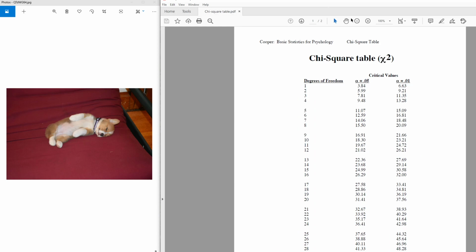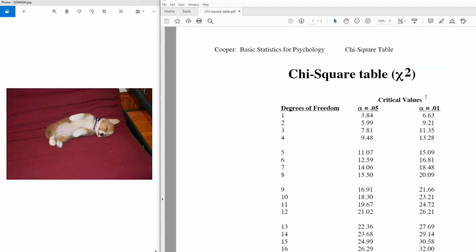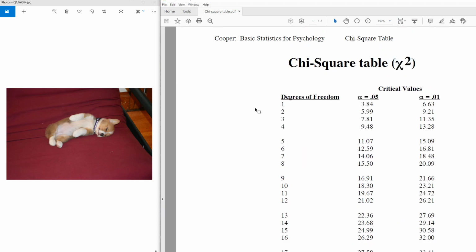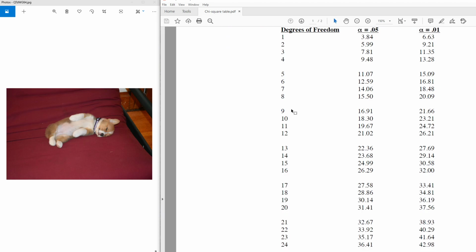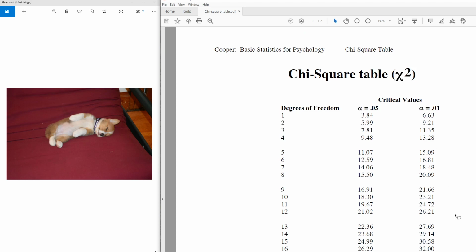But here's the chi-square table that you're going to be using today. And the chi-square table, I'll make it a little bit bigger. Okay, here's the chi-square table. What you can see is as the degrees of freedom for this one go up, the critical value goes up as well. And that's right. That's the way the test of independent frequencies works. Now, I'm going to give you both the 0.05 and 0.01 values here, but for our class, you're always going to be using the alpha equals 0.05 column.